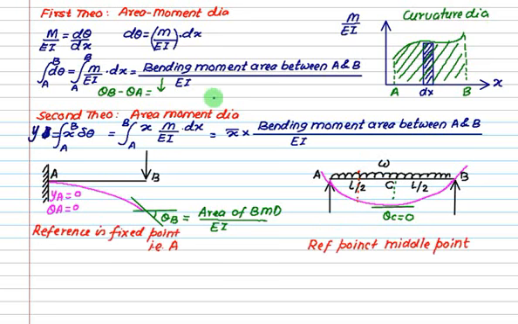What is the slope? Slope is nothing but the area of the bending moment diagram divided by EI. Then you have to write down the second theorem. Write the second theorem: deflection y is equal to the integral from A to B of x d theta. This is called the first moment.